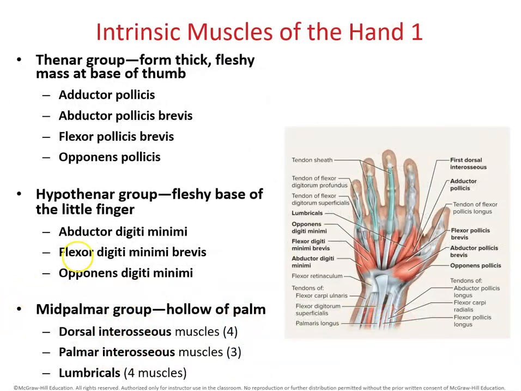Okay, so now we're on to the intrinsic muscles of the hand, the muscles of the hand that are just part of the hand itself. We have the thenar group, and these make up the base of the thumb. We have the hypothenar group, okay, so that's the kind of expanded base of the little finger, and then the mid-palm group, which is the area in between those two.